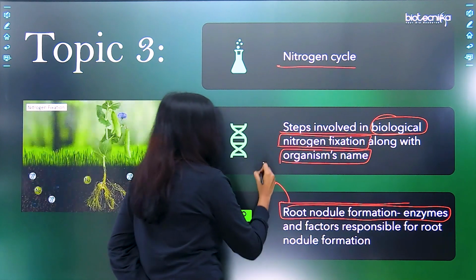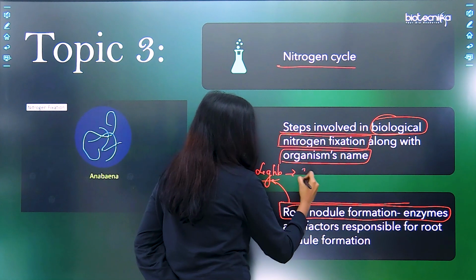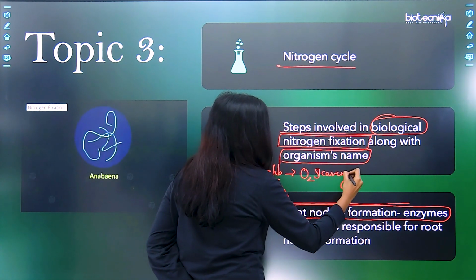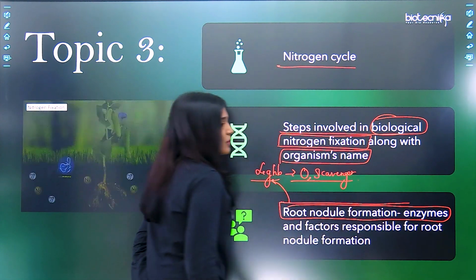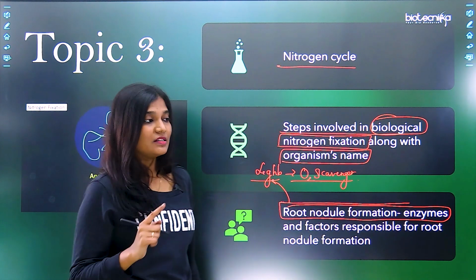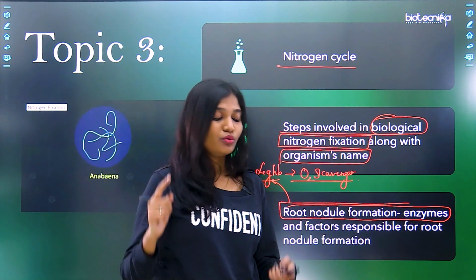So you have to remember it's because of leghemoglobin, which is going to be an oxygen scavenger, and it will remove all the oxygen which is present over there. Then only the rhizobium can produce its enzyme, act upon and fix the nitrogen over there. So this is how they are forming the root nodule.